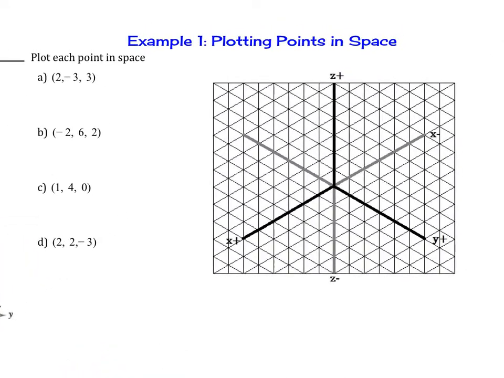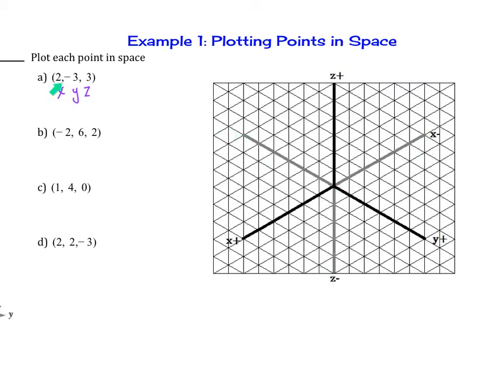Plot each point. We have 2, -3, 3; -2, 6, 2; 1, 4, 0; and 2, 2, -3. So the first number represents x, the second is y, and the third is z. So again, knowing where we are, notice this is our positive x, positive y, then positive z, and then negative z, negative x, and negative y.